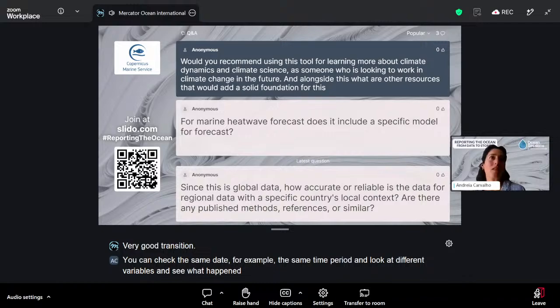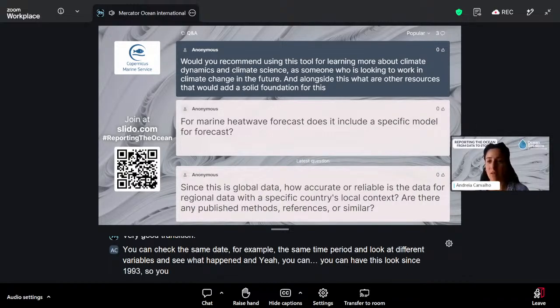And you can have this look since 1993, so you can definitely see how it has been changing. So you definitely have this climate look.